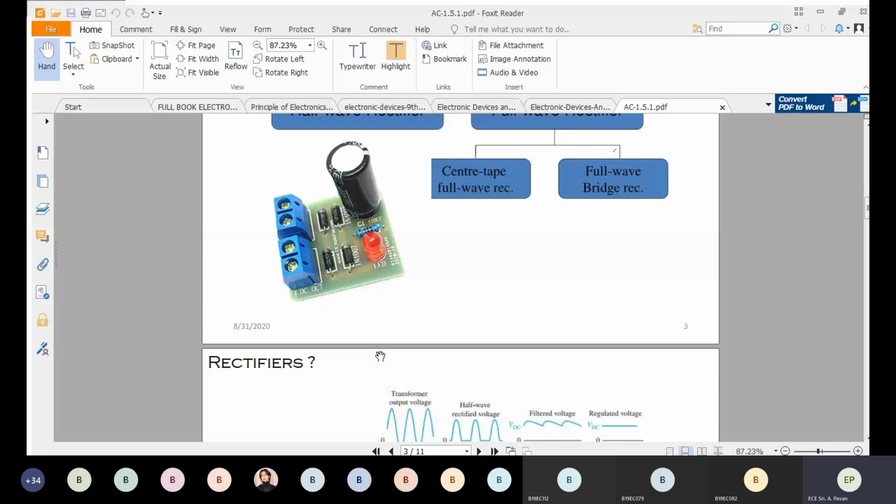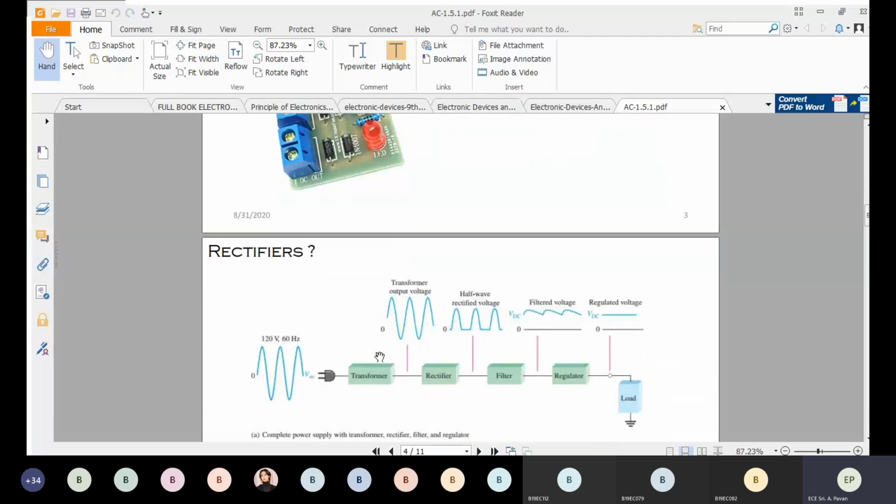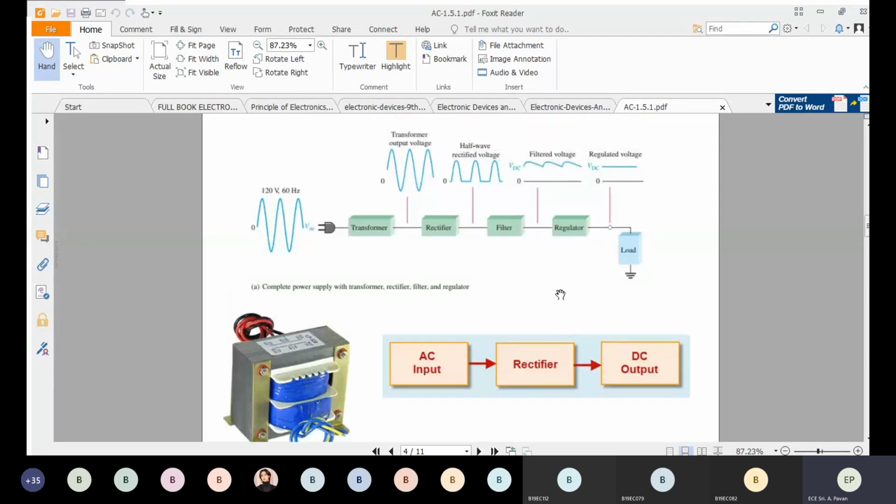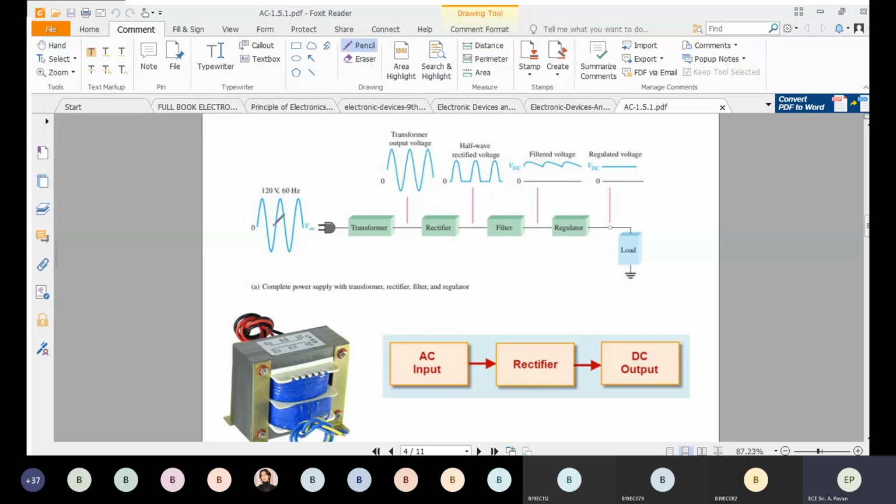Coming to the definition of the rectifier, what exactly does rectifier mean? When we give AC input, the rectifier is supposed to give DC output. What do AC and DC mean? See here. AC means a time varying signal. You might have talked about signals and systems. AC means a time varying signal. This is the AC signal, the time varying signal.